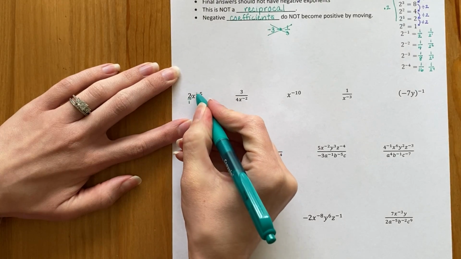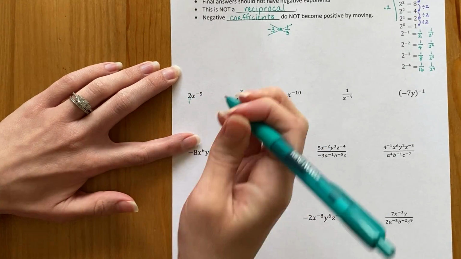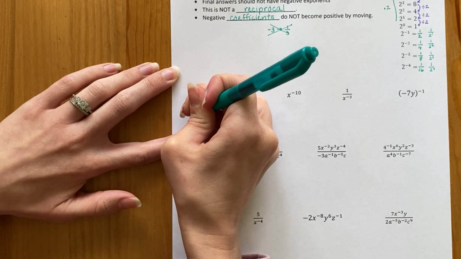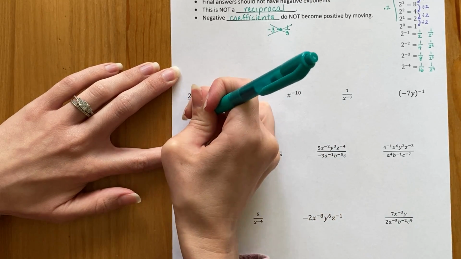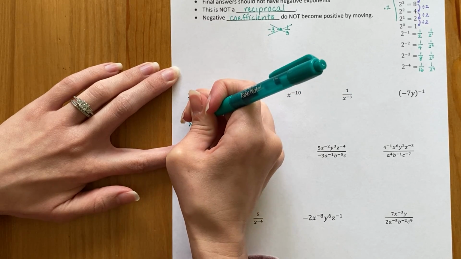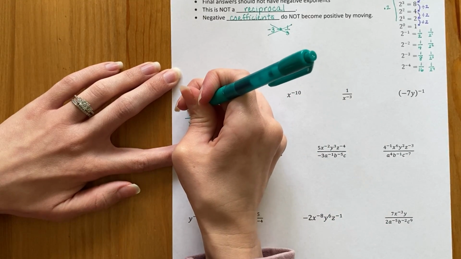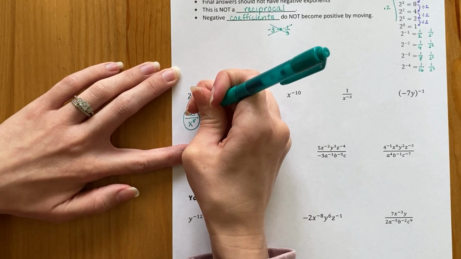So we're going to end up moving this x to the -5th to the denominator, and it's going to become positive. So 2 is perfectly happy up there in the numerator, but this x to the -5th is unhappy. So I'm going to move it to the denominator, and it will now be happy again. This is then our final answer.